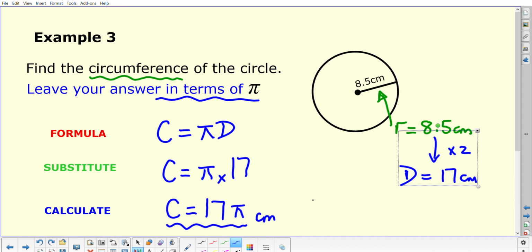That's just it. So showing you each of the different styles of questions that you can be faced with. So now it's time to go and practice and put all that together.